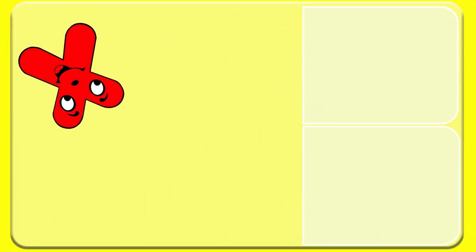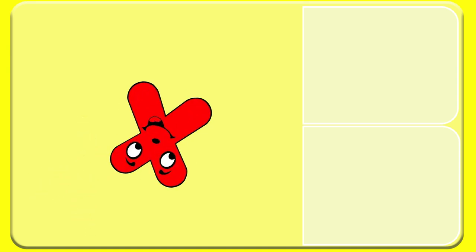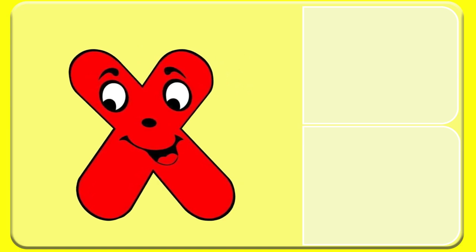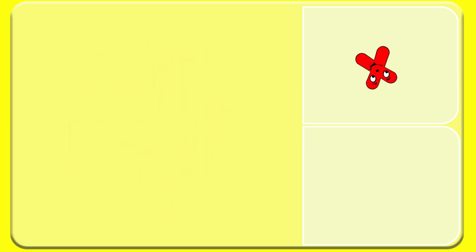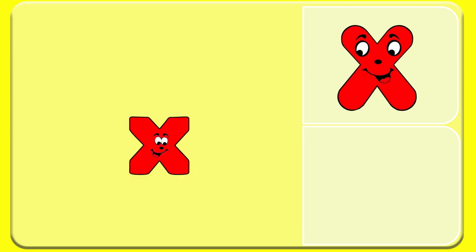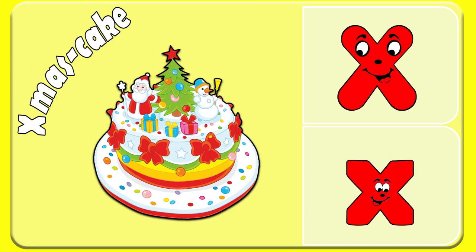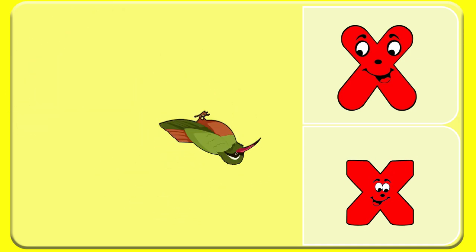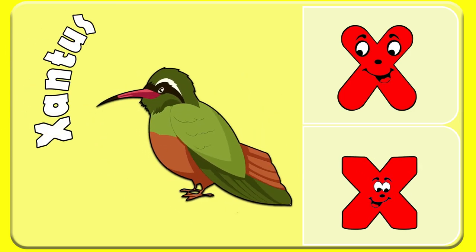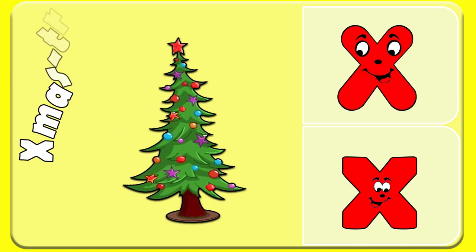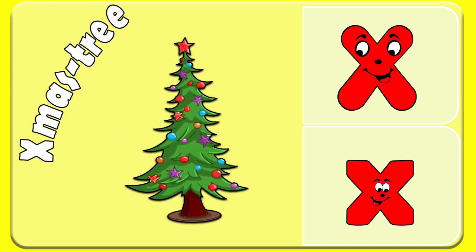Today we will learn alphabets and their sounds. Have you ever seen the letter X? Hi, I'm letter X. And my sound is X, X, X. And the words that start with me are Christmas cake, X, X, Christmas cake. Axontus, X, X, Axontus. Christmas tree, X, X, Christmas tree.